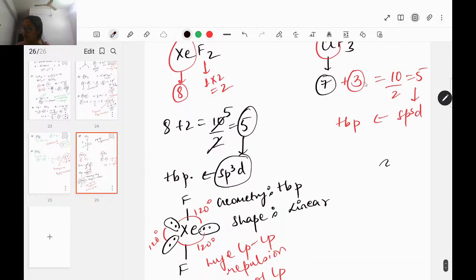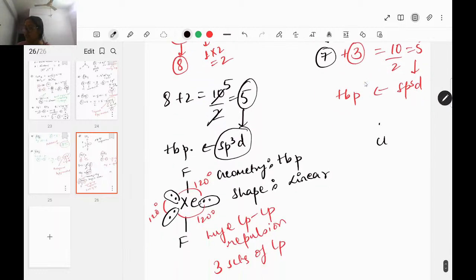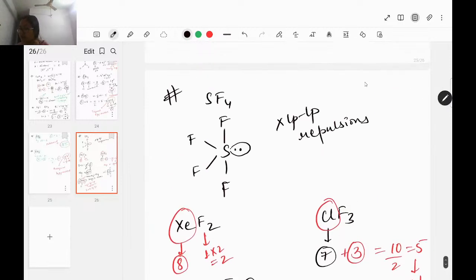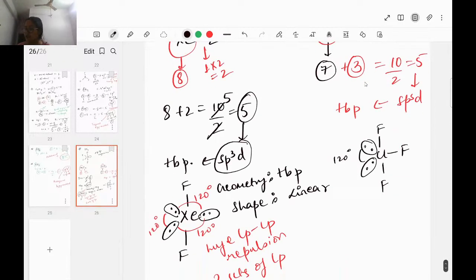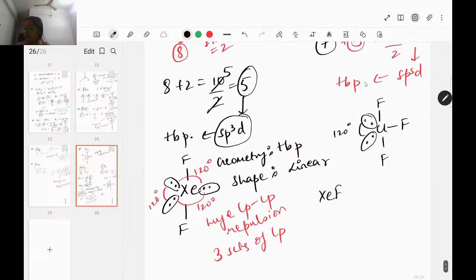Let us draw that again quickly. Cl. Since fluorine is the most electronegative element, it has to occupy the axial positions. So F, F, and only one fluorine is left, which has to occupy the equatorial position. So there are 2 sets of lone pairs left, and they also carry out lone pair repulsion. But what is the answer over here? You can see clearly in XeF2 there are 3 sets of lone pairs. So lone pair repulsion in XeF2 is greater than the lone pair repulsion in ClF3, because there are 3 sets of lone pairs there and the sets of lone pairs in ClF3 is 2.